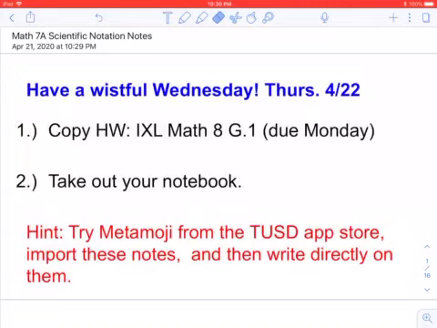Have a wistful Wednesday, and you can tell it's late because I wrote Thursday after that, so I'm going to scribble that out, or actually cross that out.